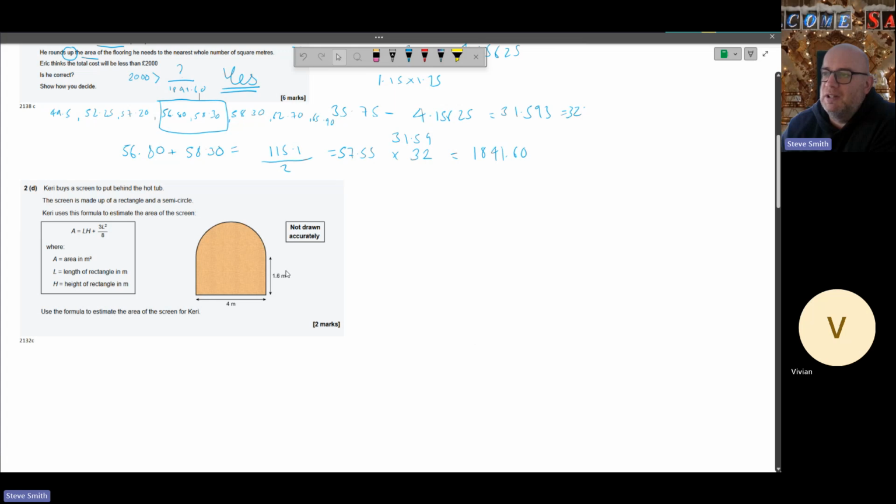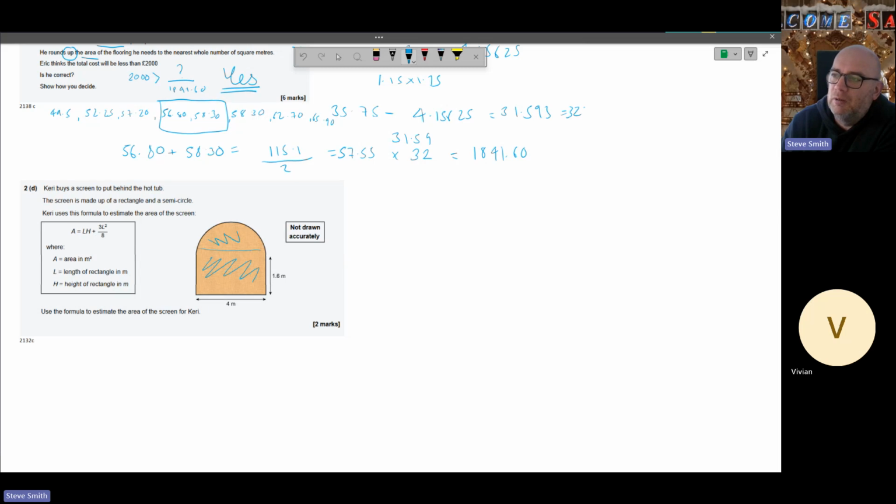Right, Kerry buys a screen to put behind her hot tub. The screen is made of a rectangle. We can see that. A rectangle, yeah. And a semicircle, we can see that. Kerry uses this formula to estimate the area of the screen. So when we're working with circles, it's not asking us to work out this as a circle, because it's giving us a separate formula here, look.